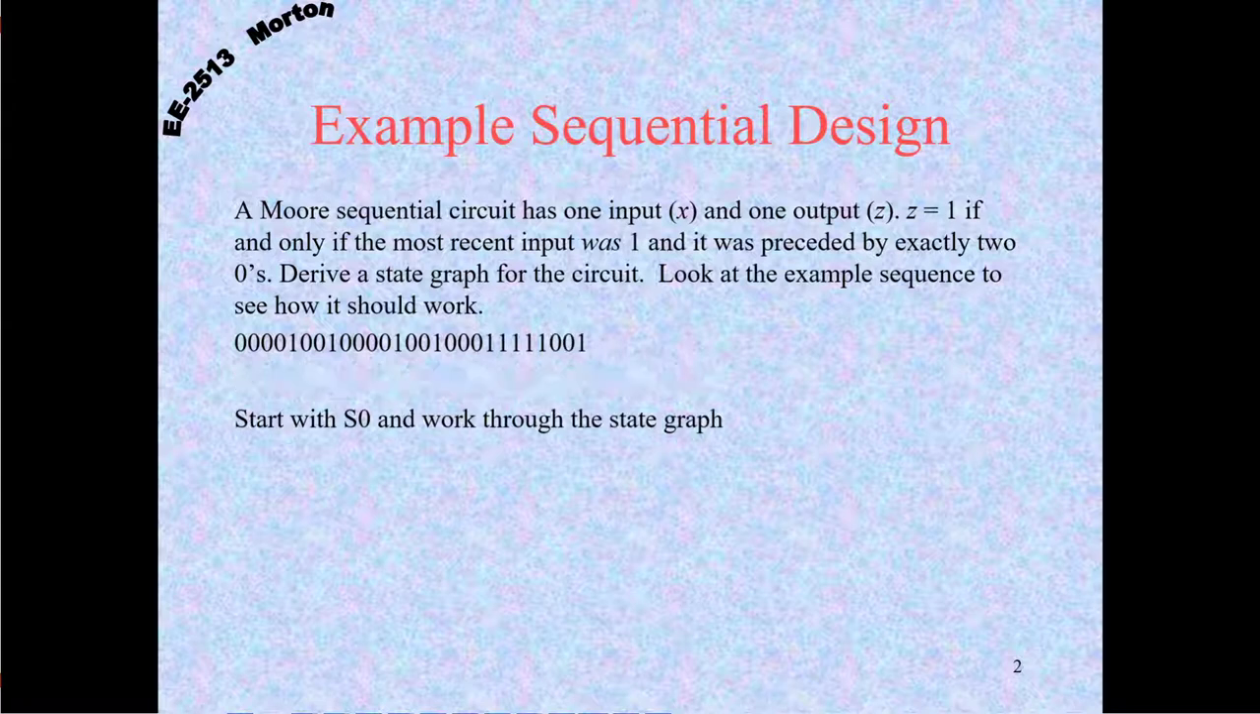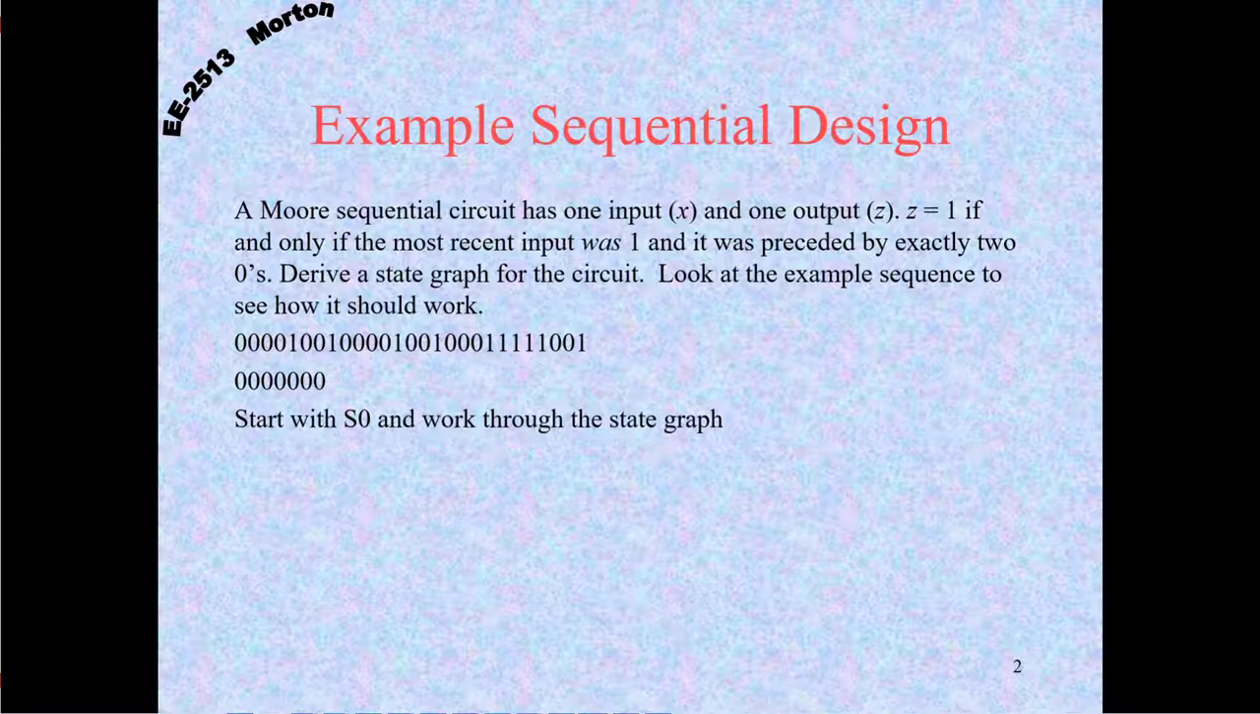Now, if you look at this, what should our output be? Well, our output should be 0, 0, 0, 0. Should it be a 1 here? No, because it was not preceded by exactly two zeros. It had four zeros in front of it, so it's still a 0.